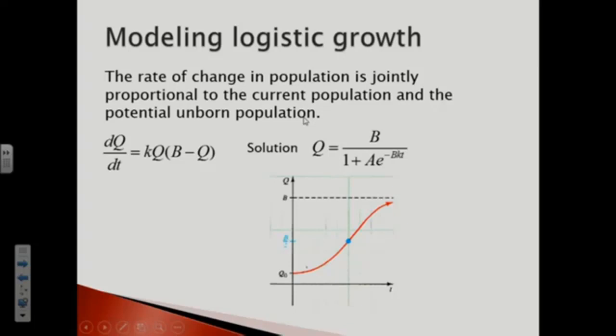Note also that when t goes to infinity, q(t) approaches b, thus the population approaches the capacity in the long run. One example of this model is the spread of an epidemic.